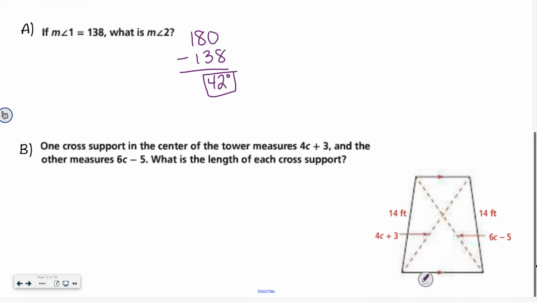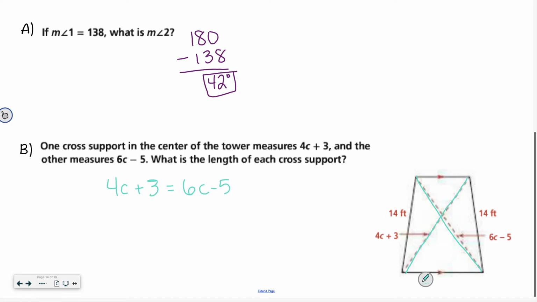Then, let's say letter B, one cross support in the center of a tower measures 4c plus 3, and the other measures 6c minus 5. What is the length of each cross support? Remember, as I just said on the last slide with the theorems, our diagonals are congruent, and when things are congruent, we can set them equal to each other. So I can say 4c plus 3 equals 6c minus 5.